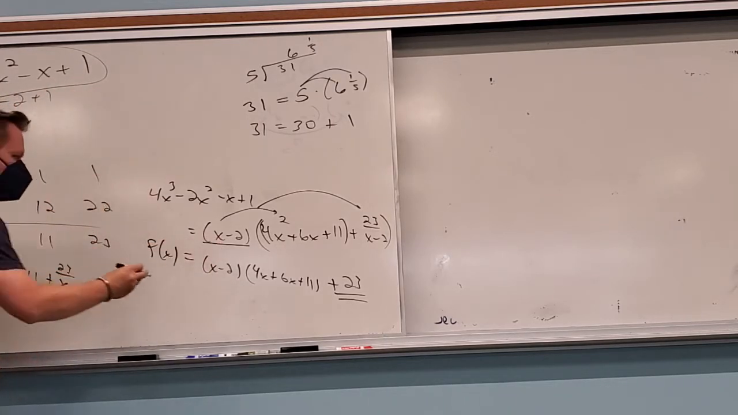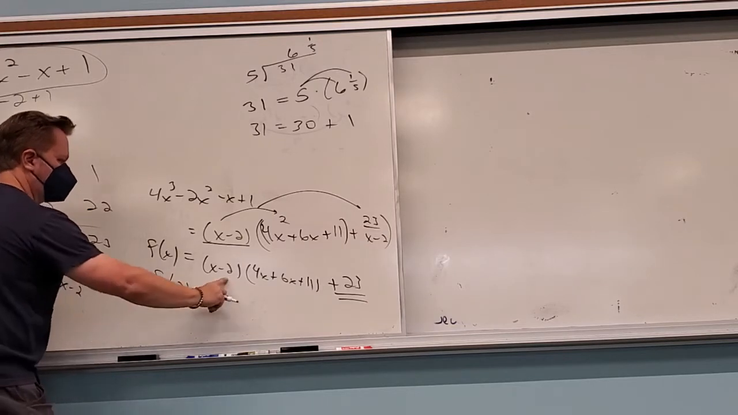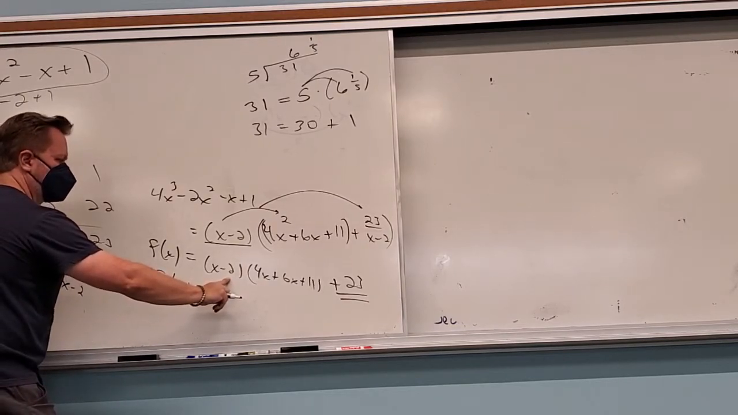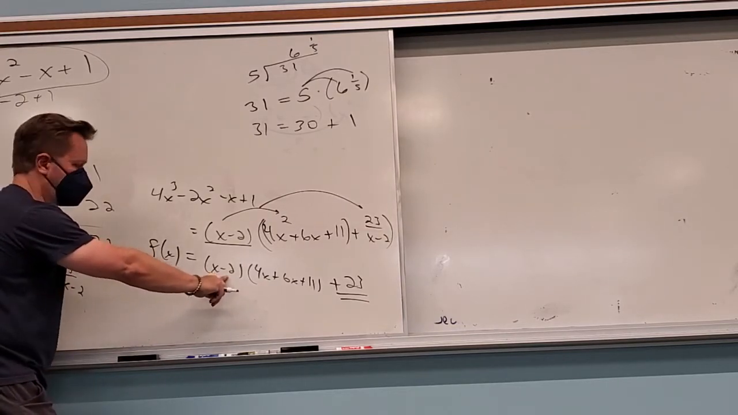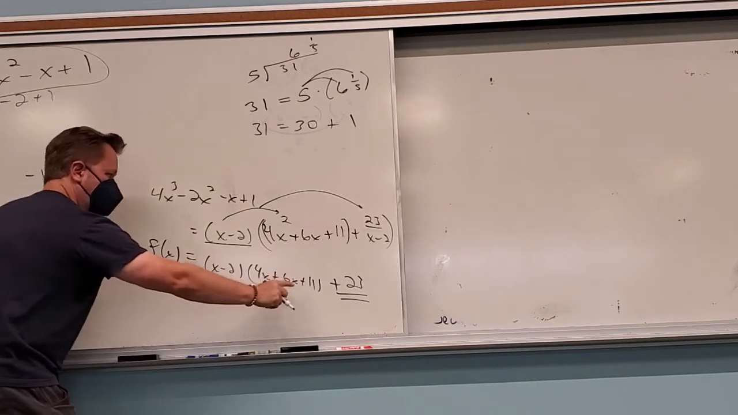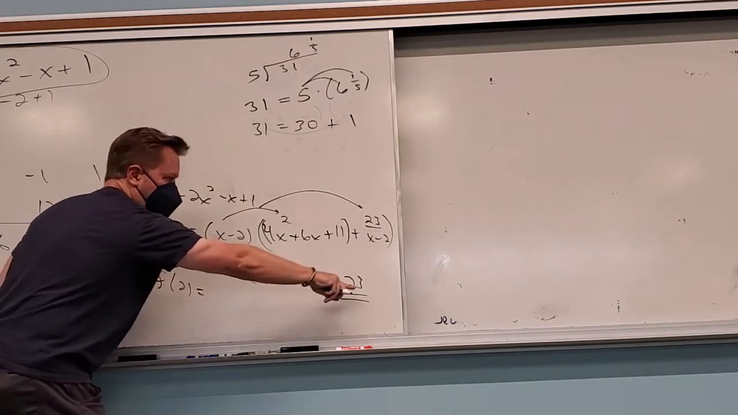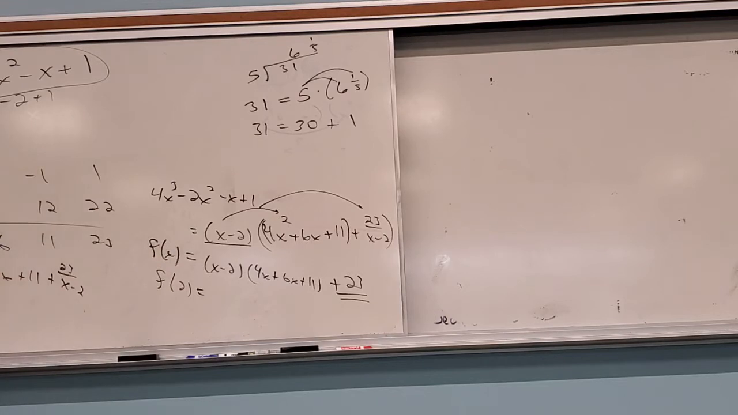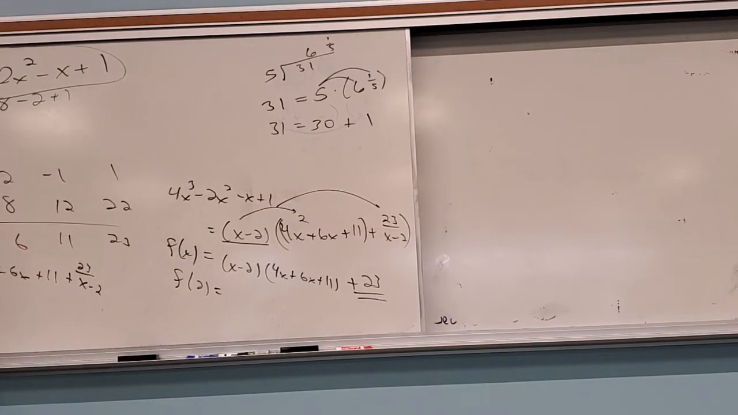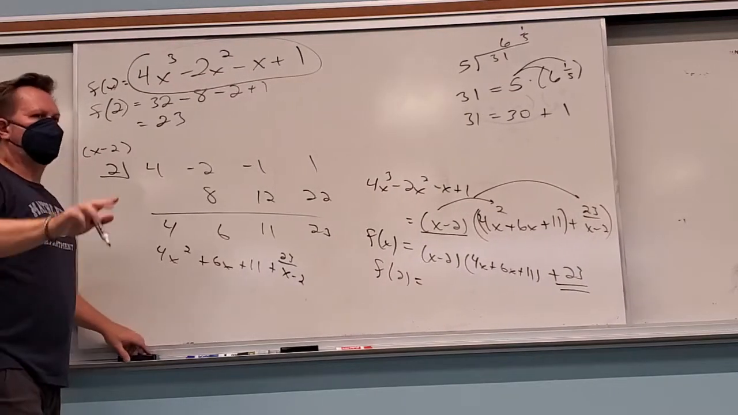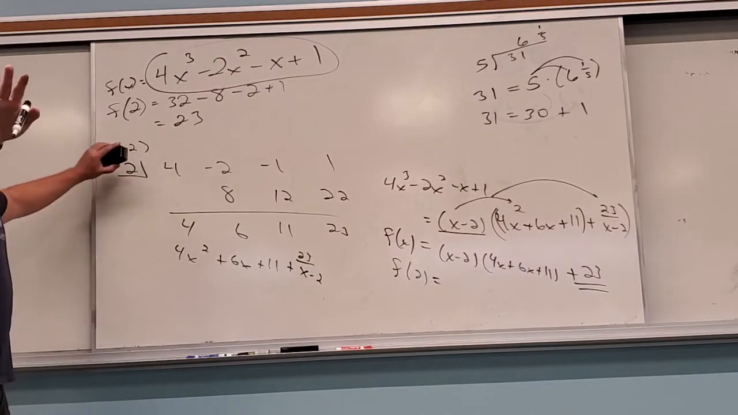But now watch this. What do you get when you put a 2 in? What's this? What's this, when I put a 2 in? 0 times who cares? So of course you get 23, right? So what does all that mean? You get your numbers flying all over. What that means is this. Let's do a fresh problem.